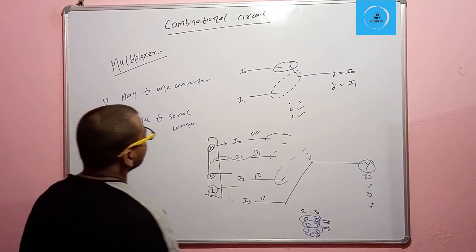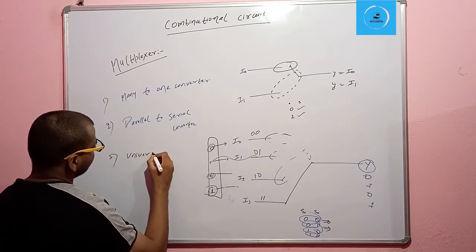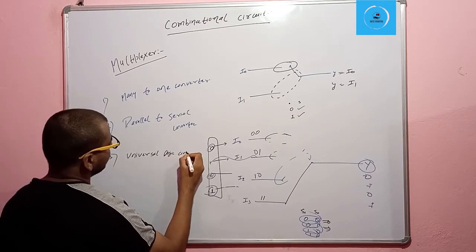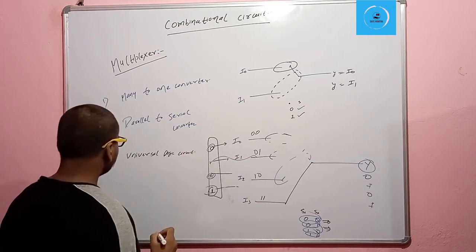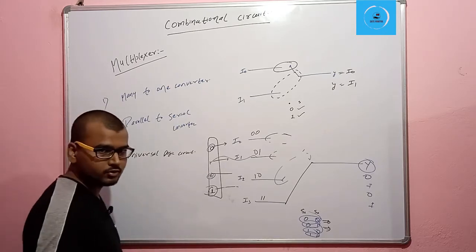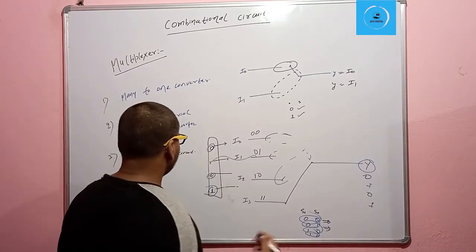Now we can also say that it is a universal logic circuit. Okay, it is a universal logic circuit. How can we say the multiplexer is a universal logic circuit? This we are going to see in the next class.